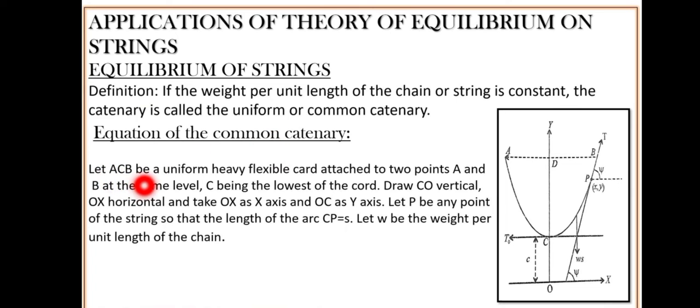Let us take ACB, a uniform heavy flexible cord. That means we take this ACB, a uniform flexible cord attached to points A and B at the same level, and C being the lowest point of the cord. Draw CO vertical and OX horizontal, and take OX as the x-axis and OC as the y-axis. Now we took this y-axis and this x-axis. So let P be any point of the string so that the length of the arc CP is equal to S. Let W be the weight per unit length of the chain.